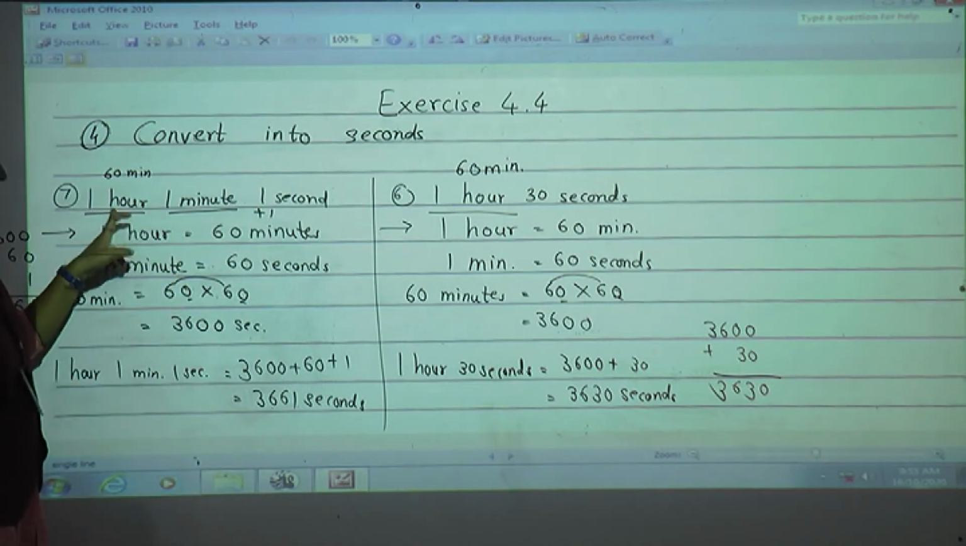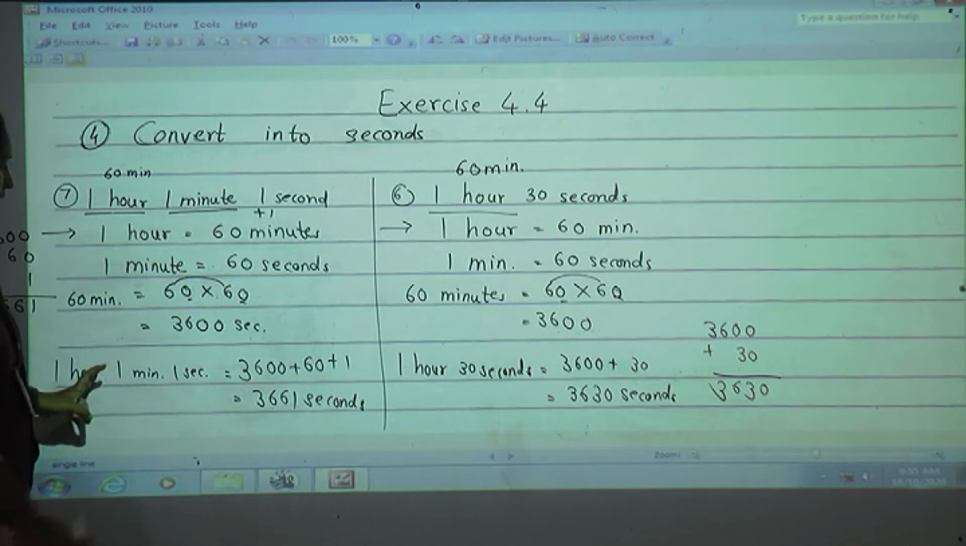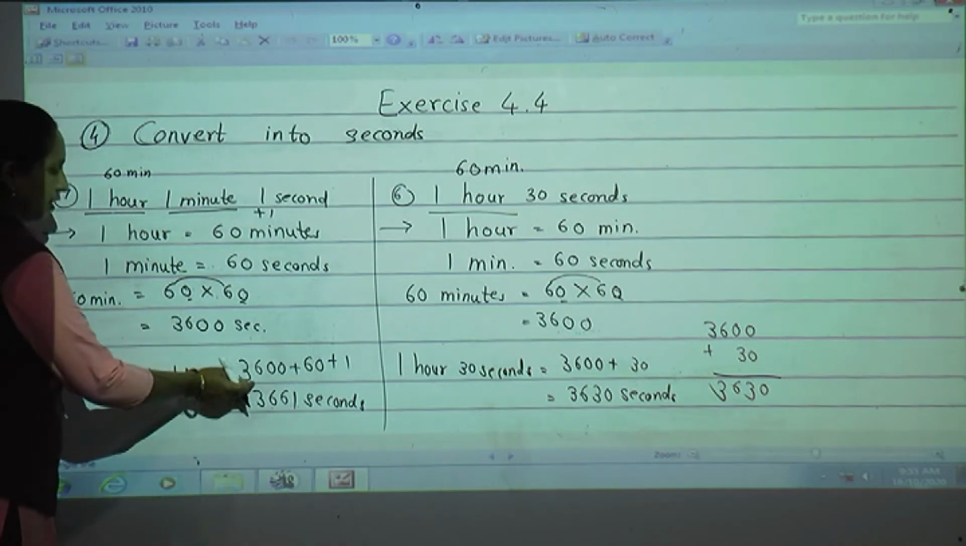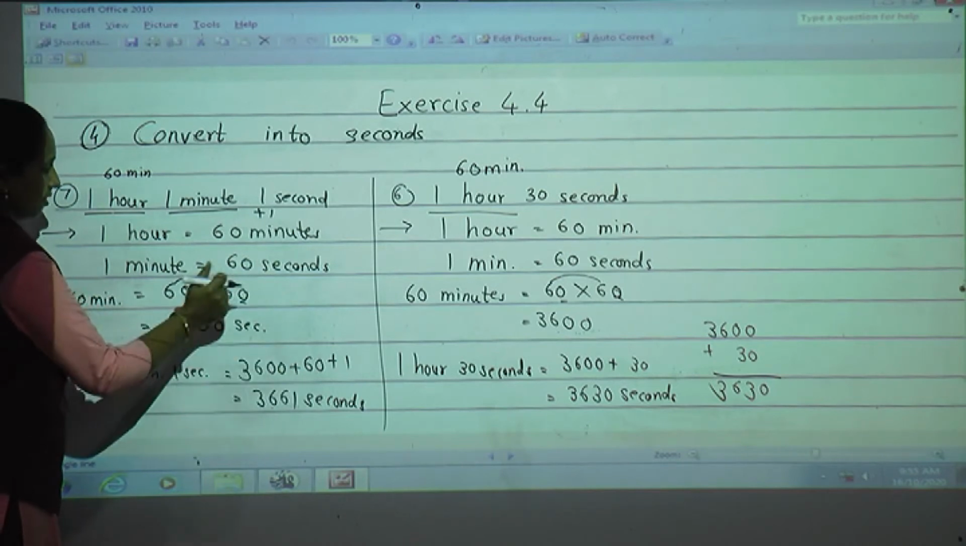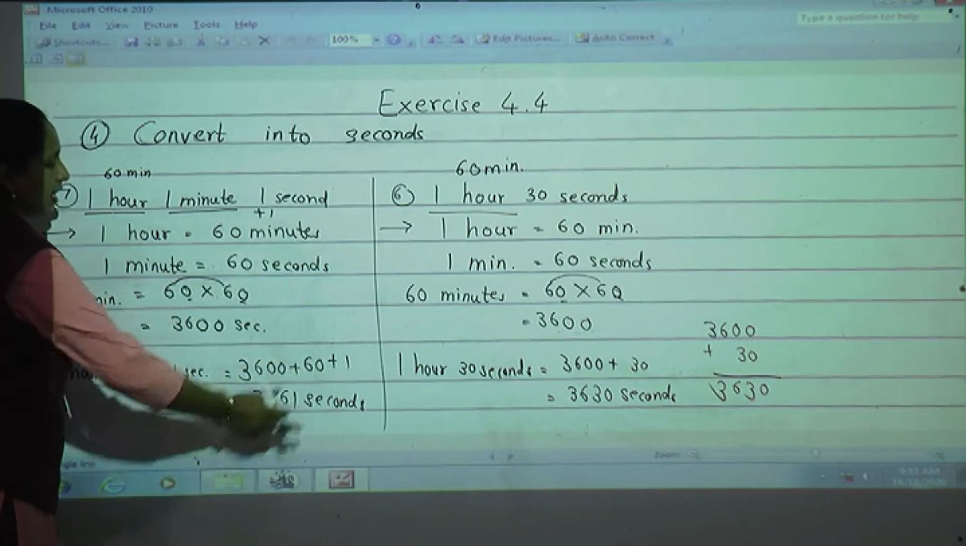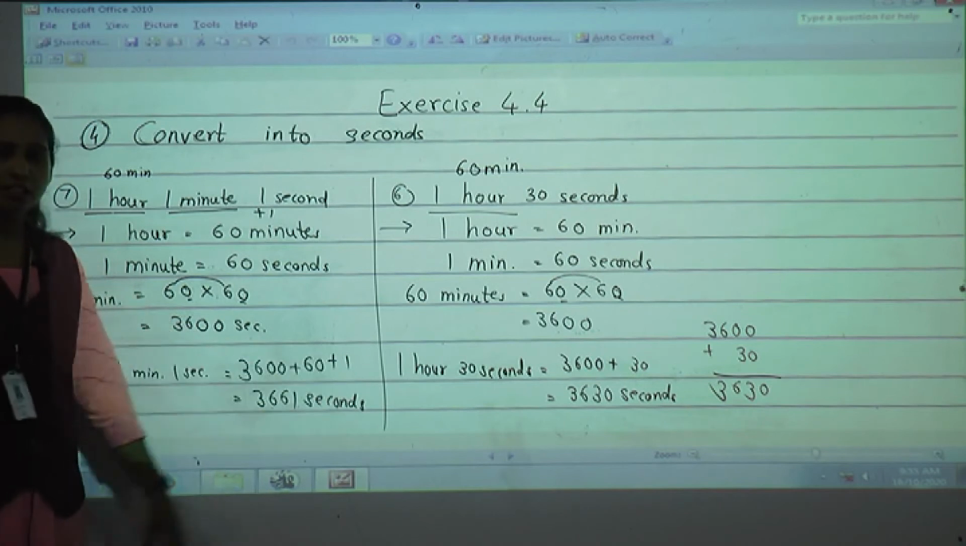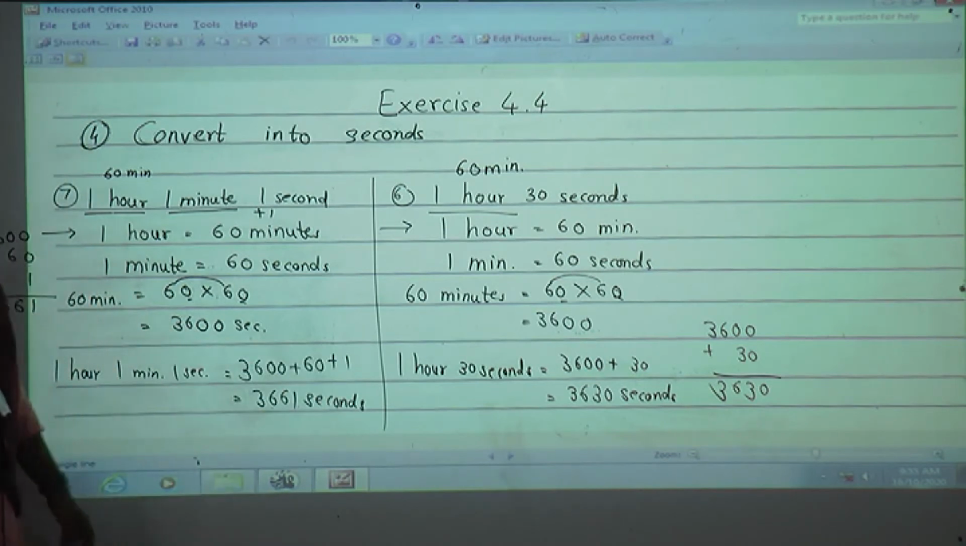Now this 1 hour means 60 minutes, which we have converted into 3600. Now 1 minute is equals to 60 seconds, add 60 seconds and 1 second as it is. When we do this addition of 3 numbers, we get the answer 3661. So write once again question is equals to answer and do the bracket with pencil. Clear? Yes? Very good. Now we will solve 5th question.